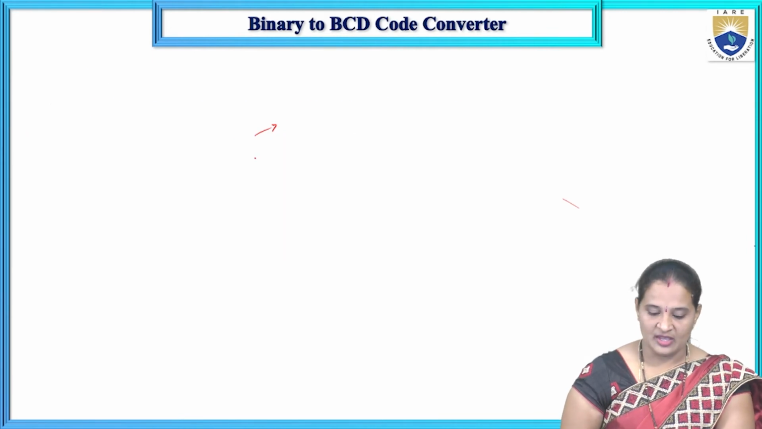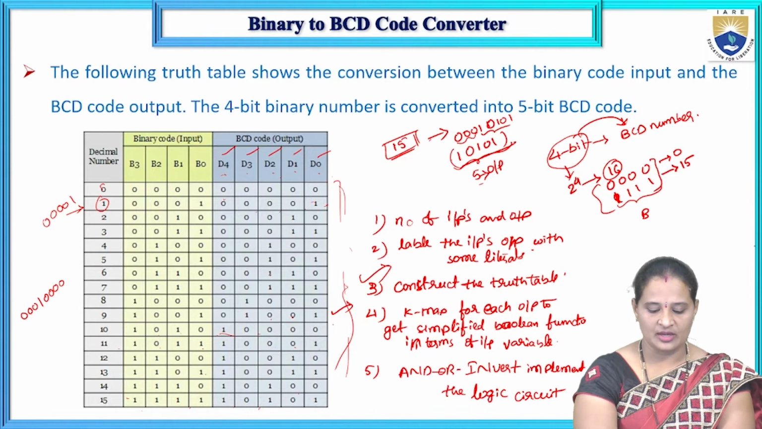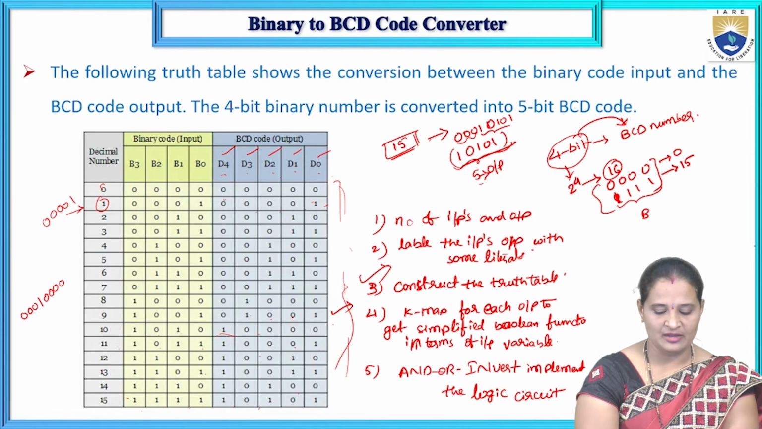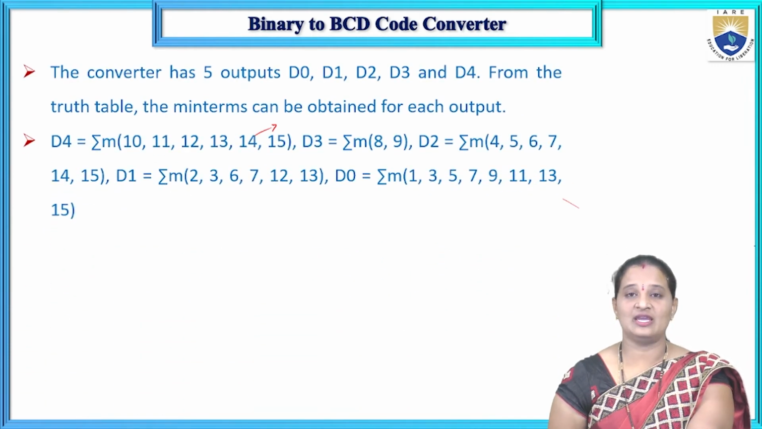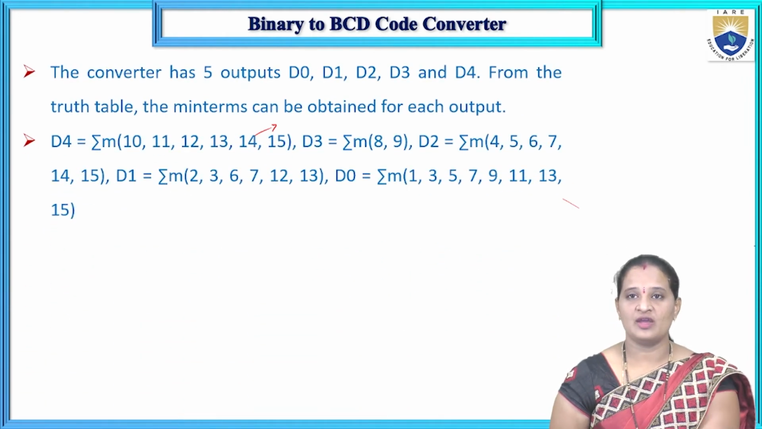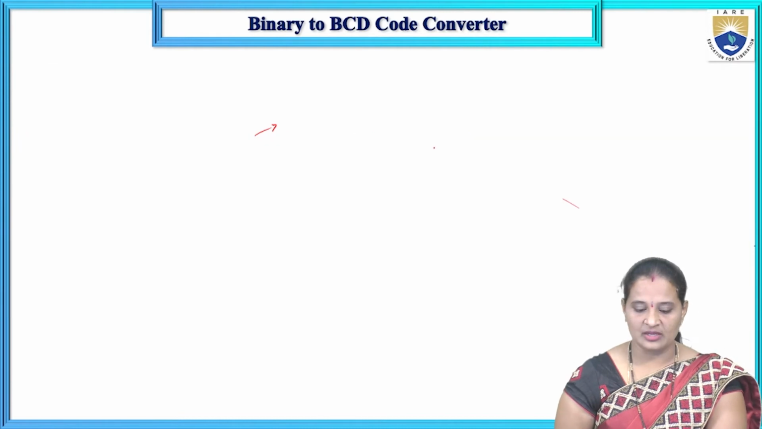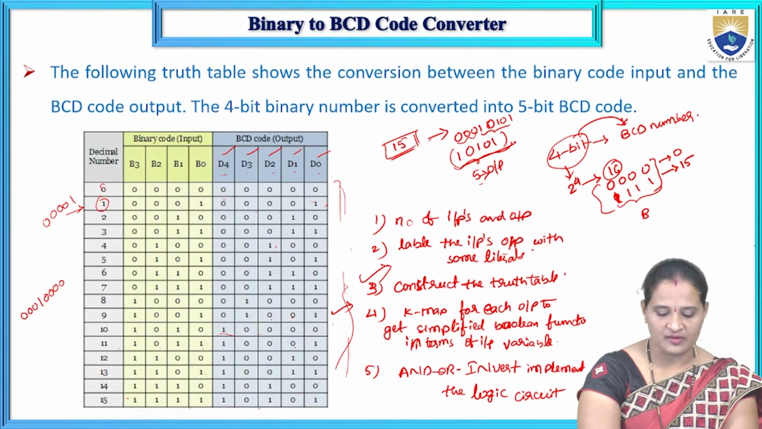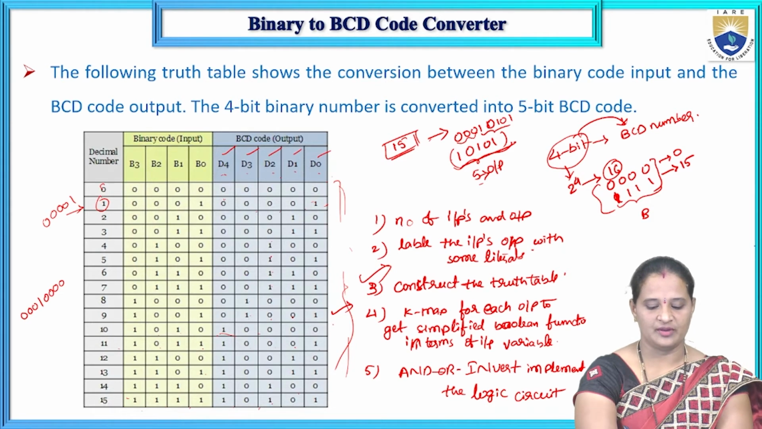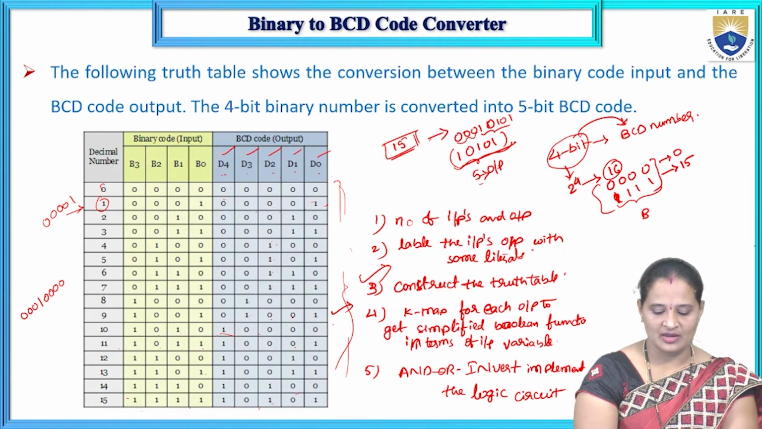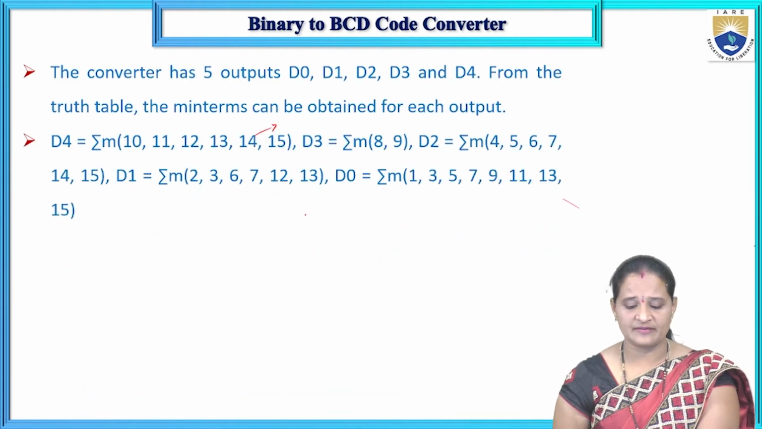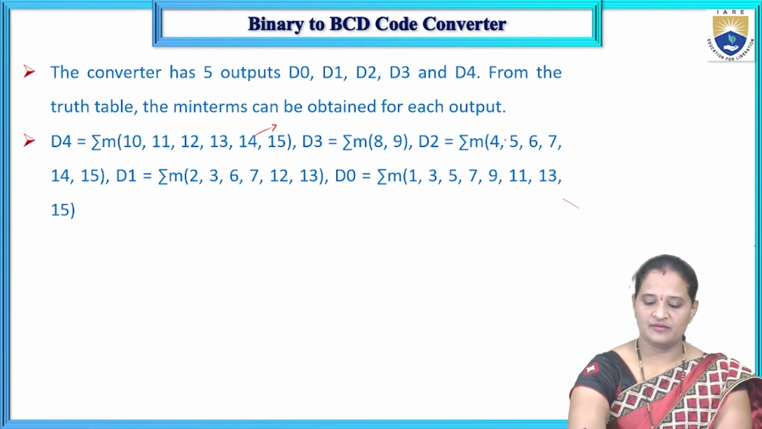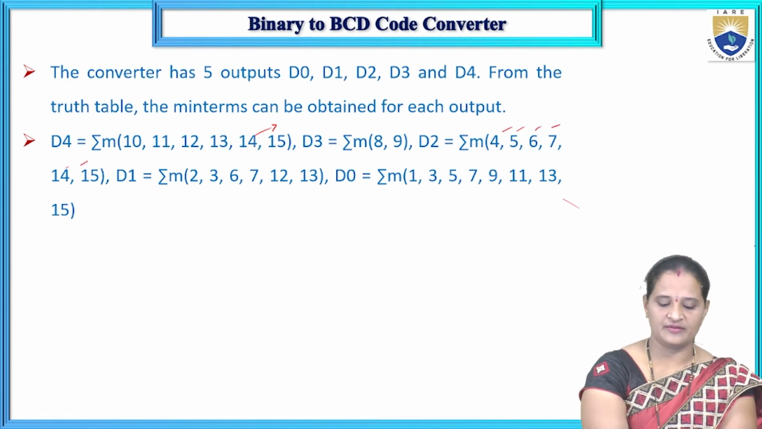So this is the SOP form of Boolean function for D4. And similarly, if you look at D3, it is becoming 1 for only 8, 9. So D3 is given by summation m of 8, 9. Now coming to D2. D2 is 1 for 4, 5, 6, 7 and next 14, 15. So D2 is given by summation m of 4, 5, 6, 7, 14, 15.